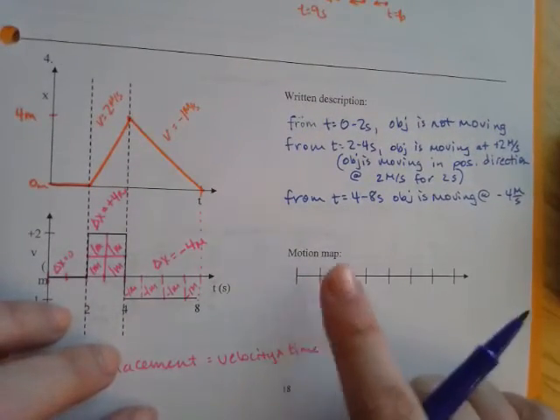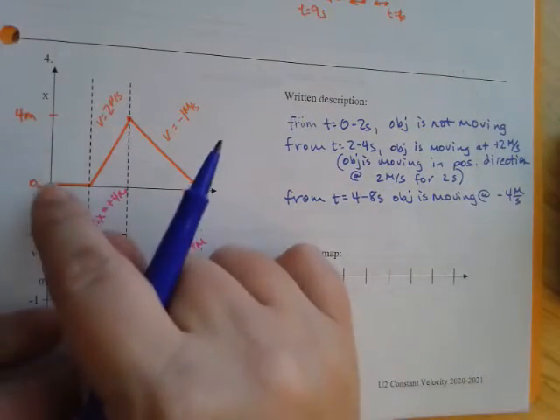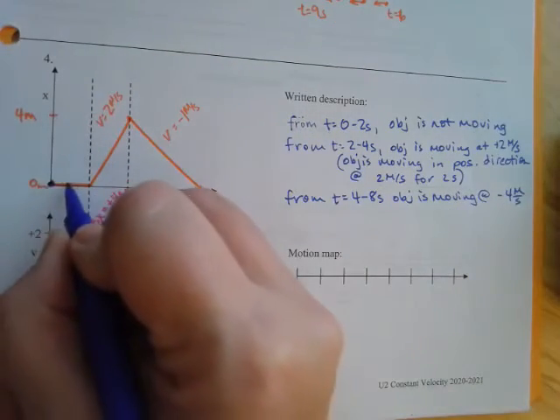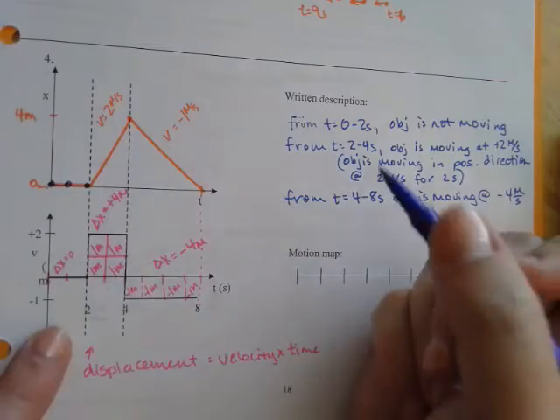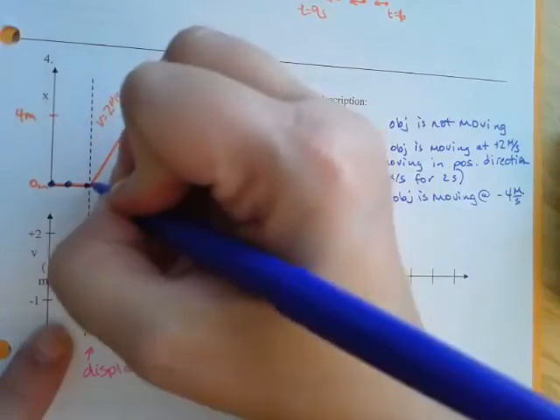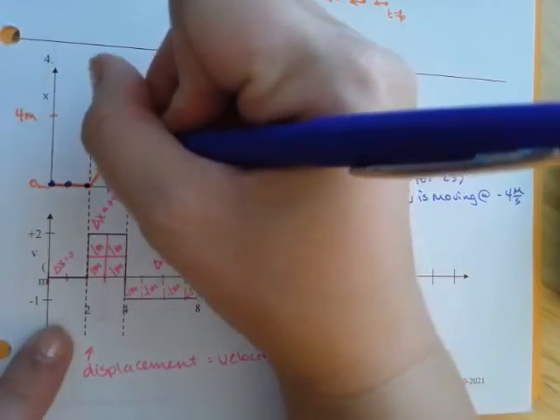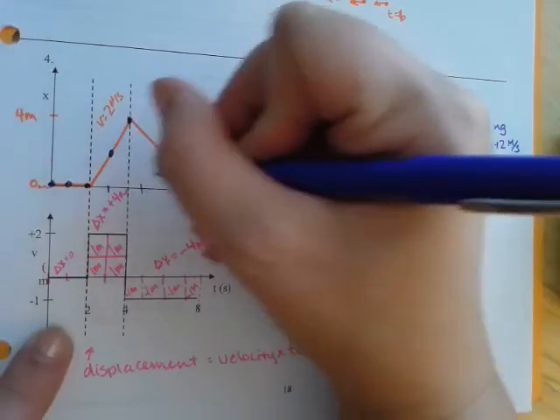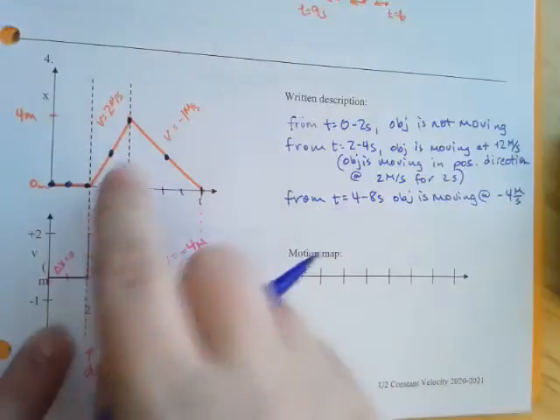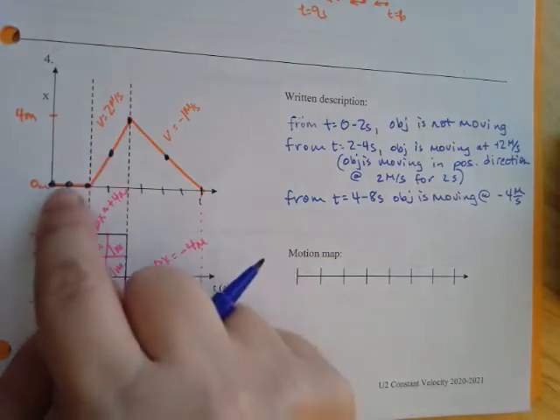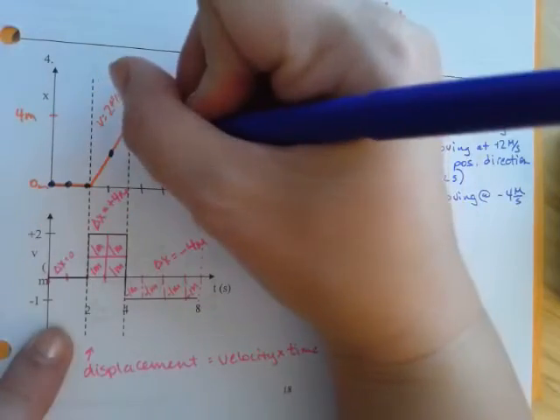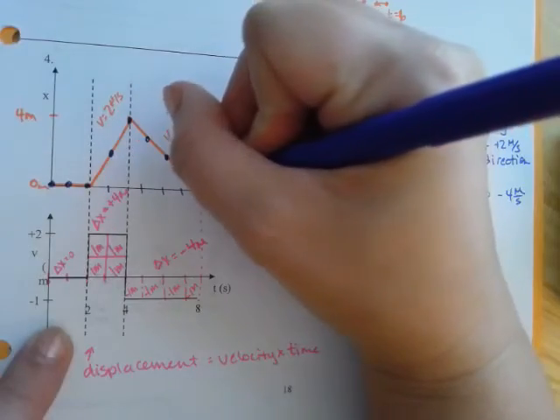Our motion map. So with our motion map, we're going to have a starting position where our object is going to stay still for 2 seconds. So 2 seconds is 3 dots. And then we have another break here, 2, 3, and 4. And then our object is going to come back. So they're going to be at the same point at 3 seconds as they are at 6 seconds. So that's kind of interesting.